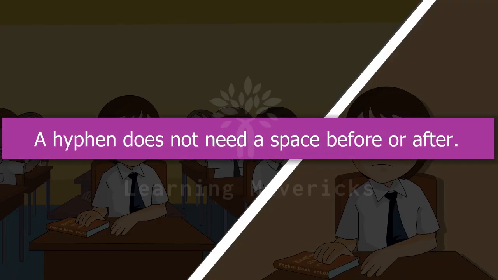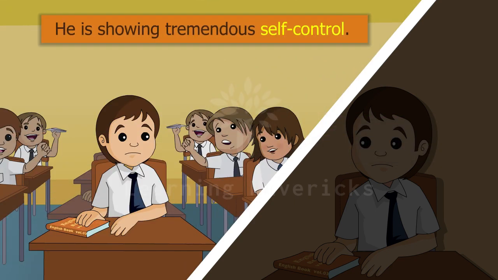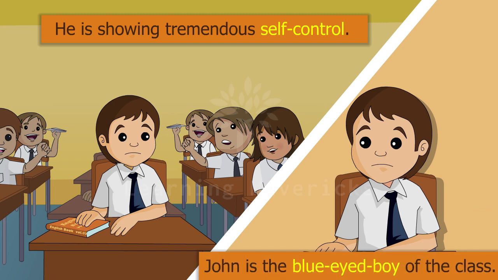A hyphen does not need a space before or after. For example, he is showing tremendous self-control. John is the blue-eyed boy of the class.